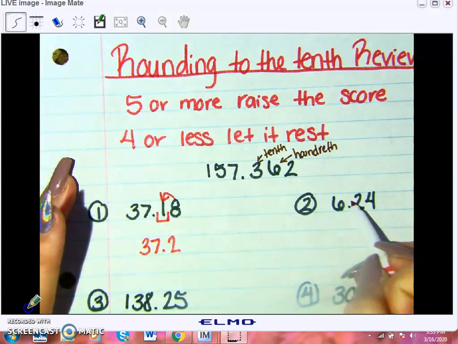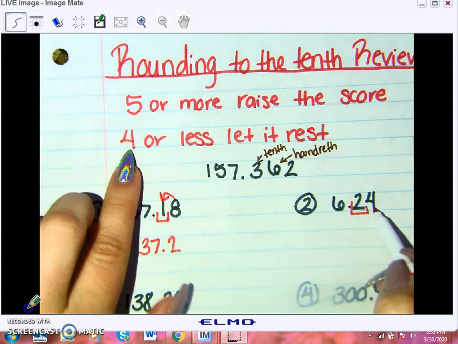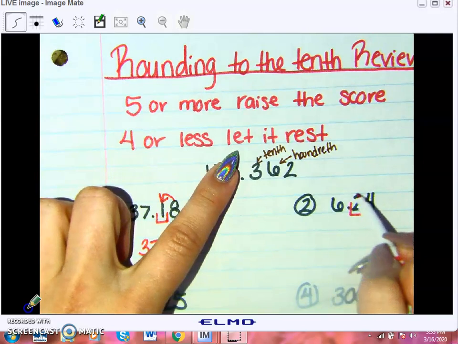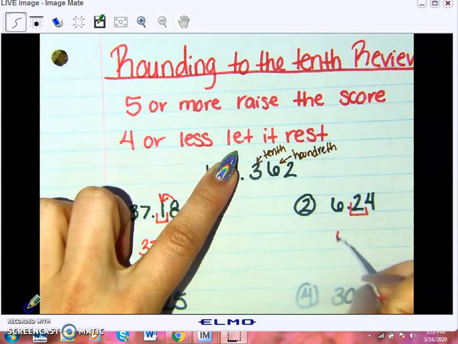In this case, the 2 is in the tenths place. 4 is 4 or less, so we're going to let it rest. We're going to let the 2 rest. So my number is 6.2.